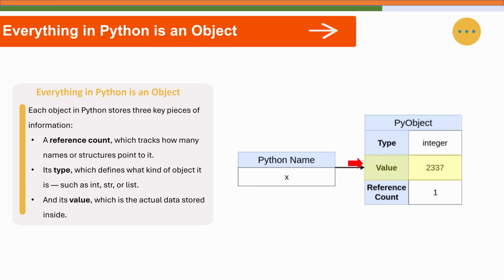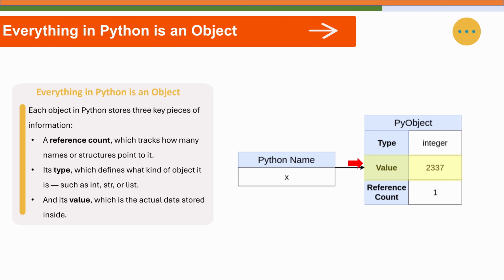Now here's a key difference from languages like C or C++. In C++, a variable like, for example, x directly owns a specific memory location. The data, 2337 for example, is stored right in that slot. But in Python, things work slightly differently.